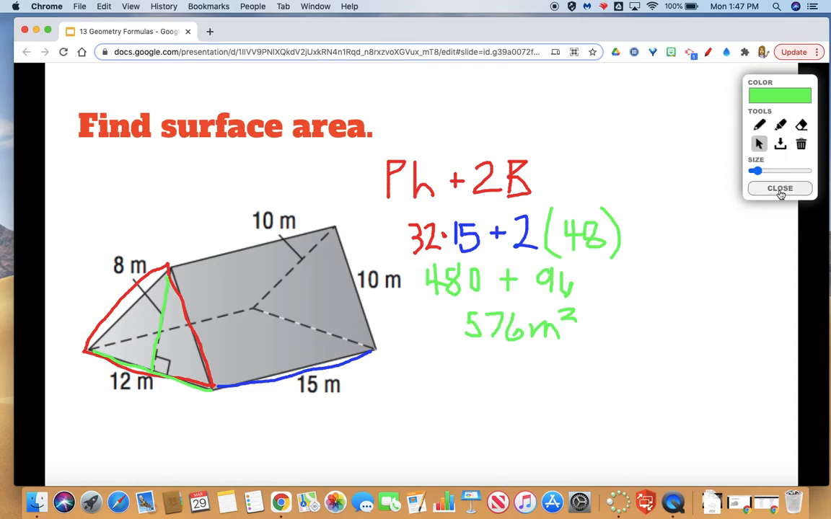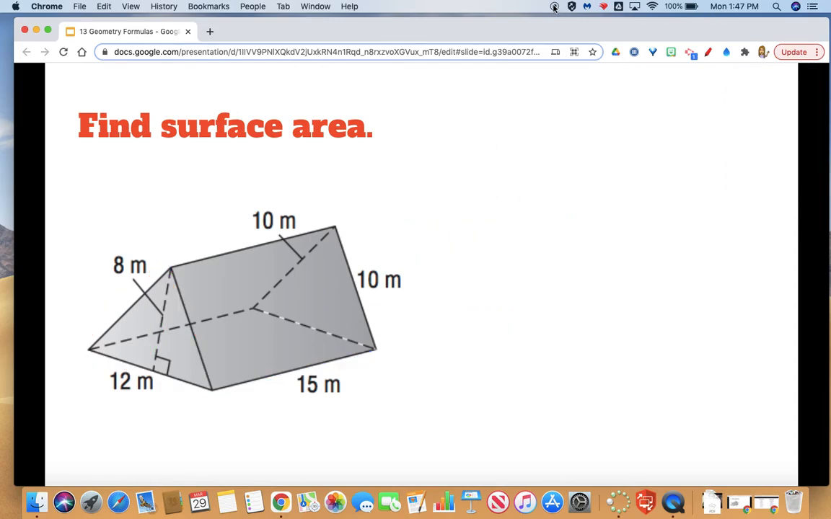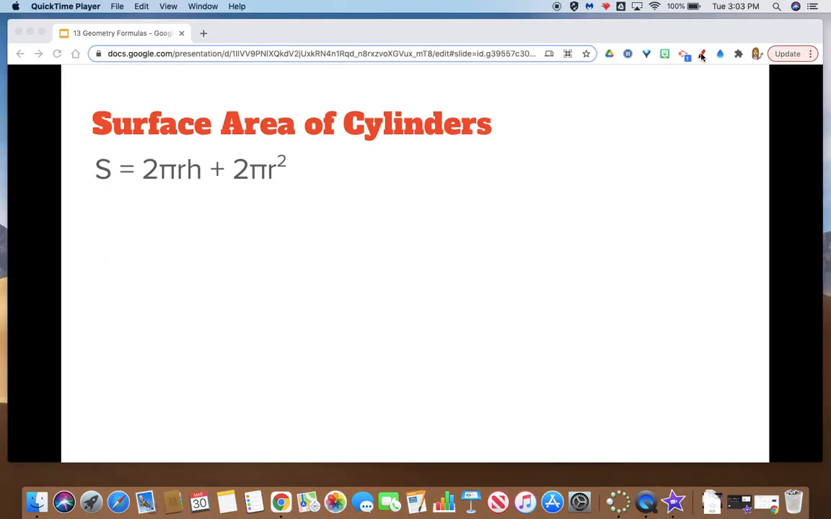Okay, that's all I have for you guys today with surface area. Check in with your teacher if you have any additional questions. Next, let's find surface area of cylinders.